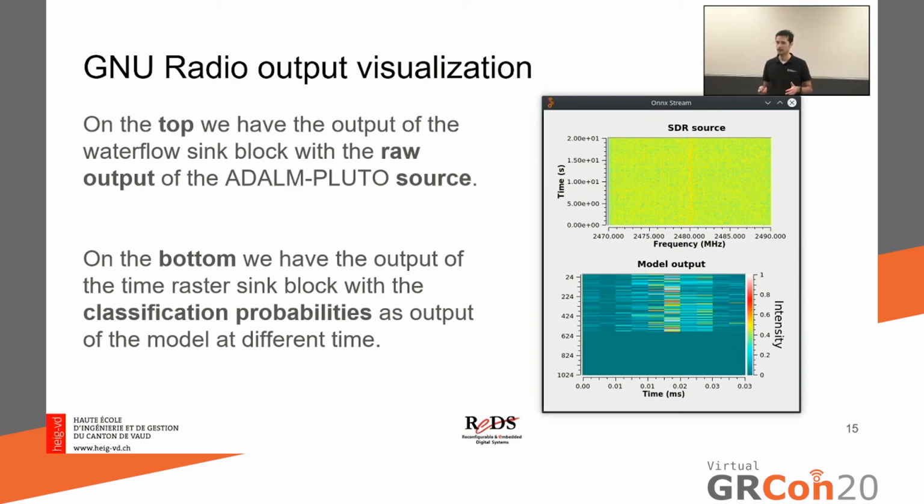In this case, we are using 10 columns because we have 10 different modulations. So each column corresponds to one of the modulations that has been used for training. And the color in each time step in the y-axis represents the probability of belonging to that modulation. But as I said, this is kind of a messy way to represent the results of a classification.